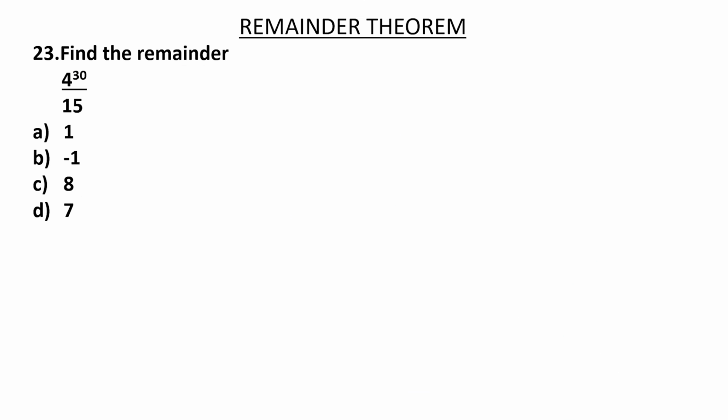Now moving on to the next sum, we need to find the remainder of the following. So how do we do it? Just simple: 4 power 30 by 15. We need to get a value closer to this value. So what I'm going to do is 4 power 2 whole power 15. As you can see, 2 times 15 is 30. I wrote it like this so that I can easily solve the equation.